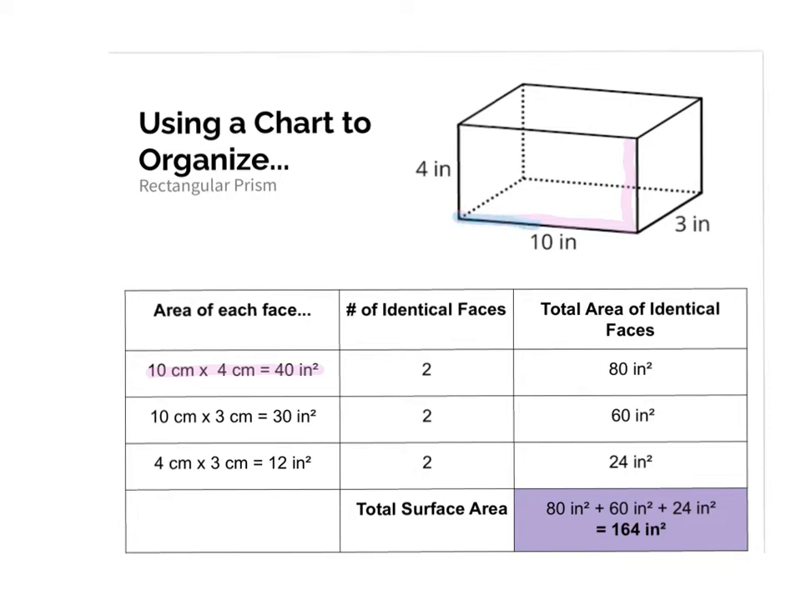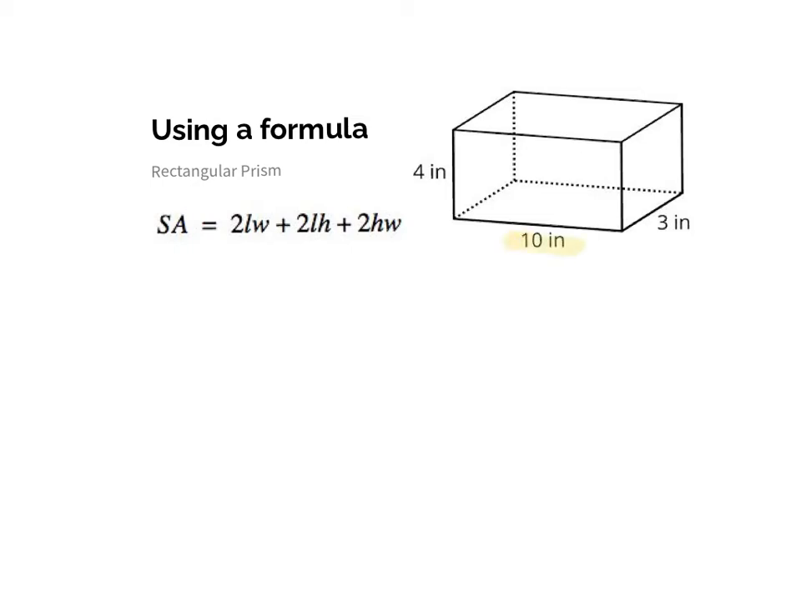Next, let's look at our length and our width, which is 10 multiplied by 3 to give us 30 square inches. And last, let's look at the smaller face, which is our height times our width, 4 times 3 to give us a total of 12 square inches. Next, we'll double each of those totals to give us 80 square inches, 60 square inches, and 24 square inches. But we're not quite done yet. We want to find the total surface area by adding those 3 numbers together to give us a total of 164 square inches.